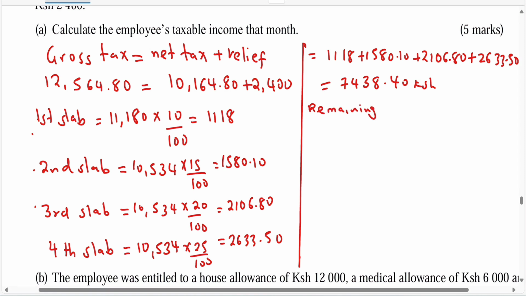Now let's find out for the remaining. So for the remaining tax, which is found in the fifth slab, for you to get to the remaining tax, utachukua ile tax yote, which is supposed to be 12,564.8, minus it by 7,438.40. So which should give us how much? Let me just confirm if I'm correct. And it gives me 5,126.4. I mean, ipangapi?